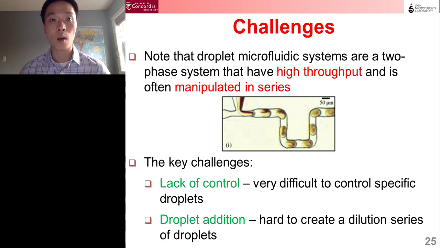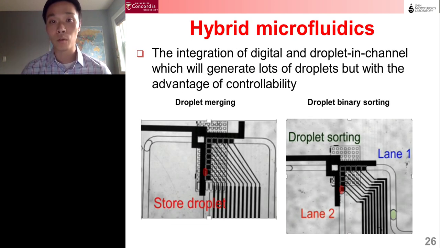At the same time, with droplets it's very hard to add reagents, media, buffers, or drugs to other droplets, and so it's really difficult to create a dilution series of droplets. But by adding the controllability that digital microfluidics offers to the throughput that droplet and channel offers, we can create hybrid microfluidic devices, which now have both the advantages of controllability and throughput.